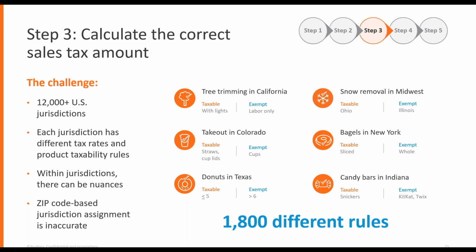You can all read, but there's over 12,000 taxing jurisdictions in the United States alone. And the reason, you know, that's a lot, but the reason it's even more challenging is that every jurisdiction gets to create their own rates and product taxability rules. They're not always based on zip codes either.